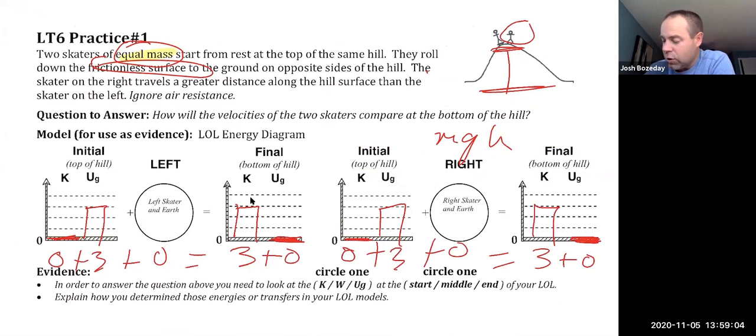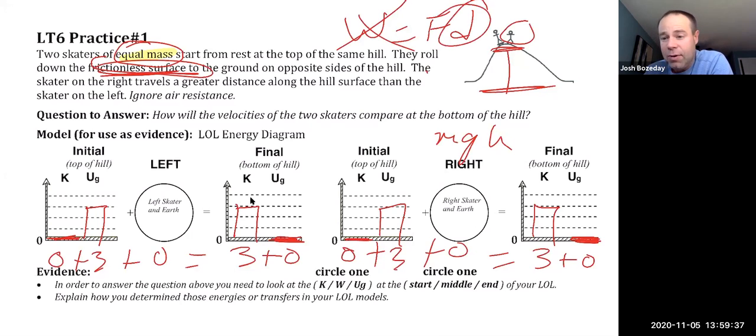Now, a couple people were talking in the chat about the distance being different. In fact, I do want to give Sela a little compliment here, because she was talking about work. If there had been a force, then they would have different works, because the distance is different. We know work is equal to force times distance. But because there's no friction force, and because they're not pushing with their feet or anything, there's no work. So this distance doesn't matter. But if there had been friction, then they would have had different works. Any questions before I go on?